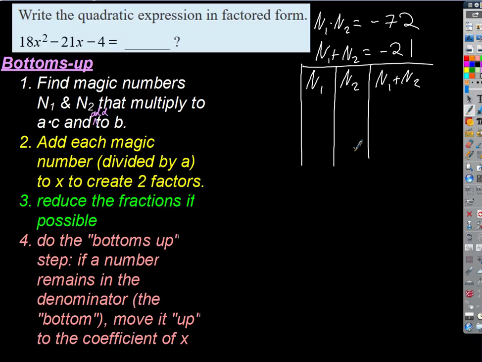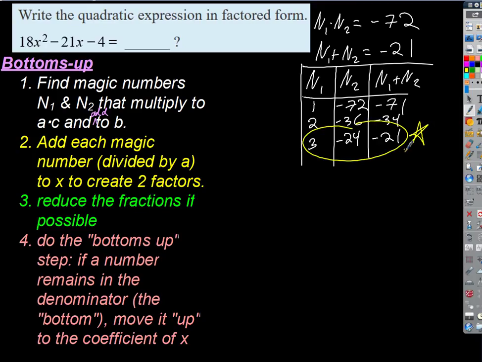Let's try to find the factors of negative 72 where the negative is bigger. So we'd have something like 1 times negative 72 adds up to negative 71. That's too big, so we've got to work our way down a little bit. 2 times negative 36, what's that add up to? Negative 34. How about 3 times negative 24? That's it, isn't it? 3 times negative 24 equals negative 72, and it adds to negative 21. So those are our magic numbers.